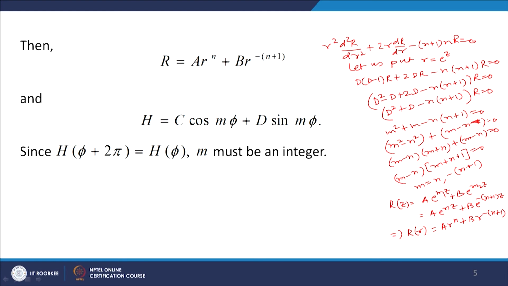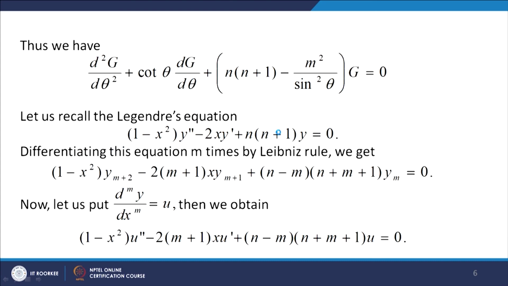We have already seen h is equal to c cos m phi plus d sin m phi, and then the remaining expression in theta gives us this differential equation. And now this differential equation is an associated Legendre's equation. We can arrive at this equation using the Legendre's equation. Legendre's equation is given by 1 minus x square y double dash minus 2x y dash plus n into n plus 1 y equal to 0.